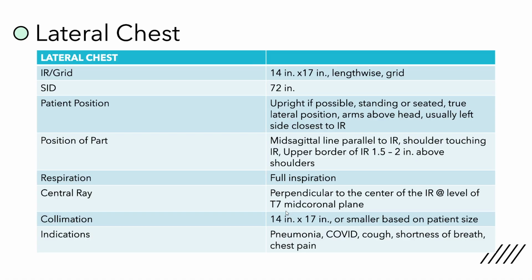What I find helpful is that you can position them PA first. If you want to use T7, the inferior angle of the scapula, as your palpation marker, you can position them there, set the central ray, and then turn them to the left with their left side touching the IR. That way you already know that it's set to that level, and then you can just position the patient appropriately. Again, collimation is going to be 14 by 17. Oftentimes you will make this a little smaller, especially on a lateral, based on the patient size. We don't want to cut out any important anatomy.